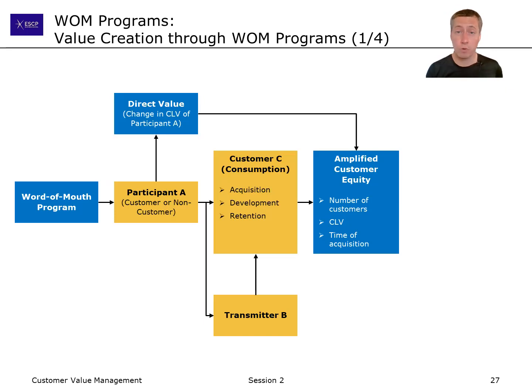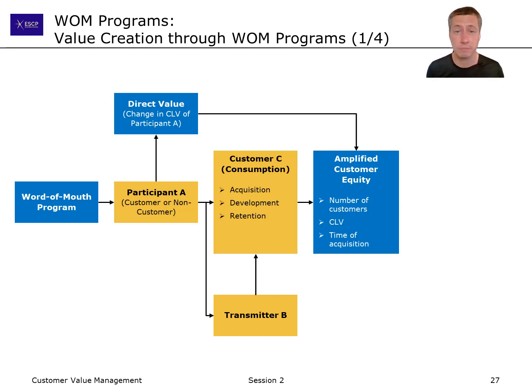So you have the word of mouth program that targets participant A. Note that participant A can either be an existing customer, so probably A has already purchased the product of the firm, or a non-customer. Probably A has never purchased any product of the firm and never would have purchased any product. The first effect that word of mouth programs usually have is they change the CLV of the participant. If you decide to participate in the word of mouth program of a firm, you have a higher likelihood of either starting to buy the product yourself, if you have been a non-customer, or consume the product more intensely if you have been a customer. You call this the direct value, the change in the CLV of participant A.